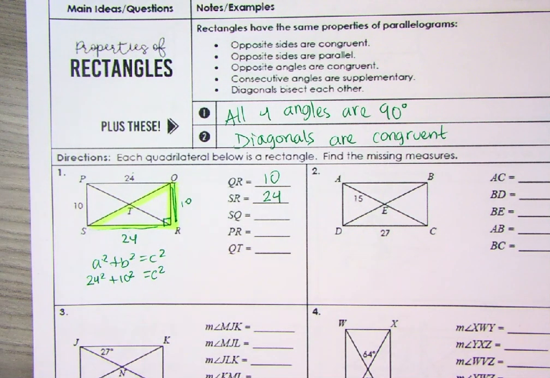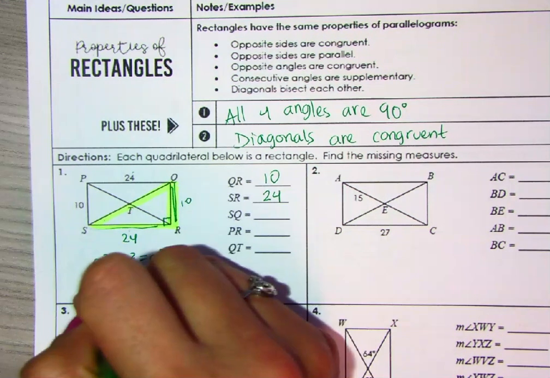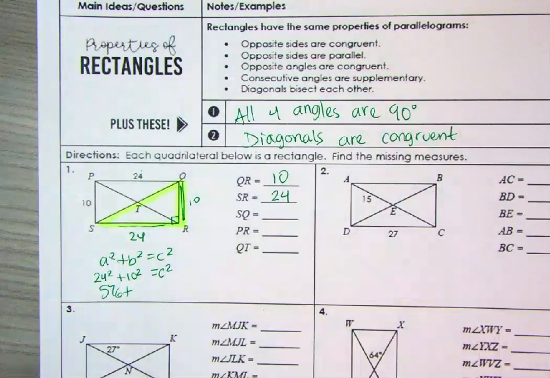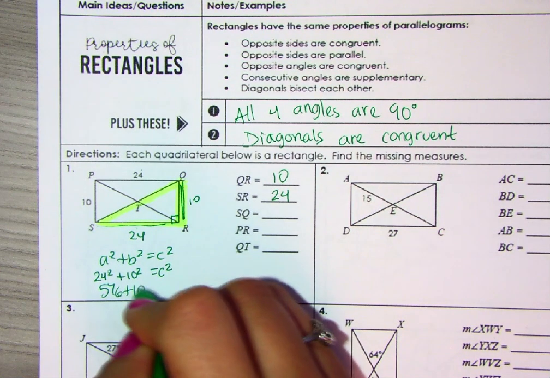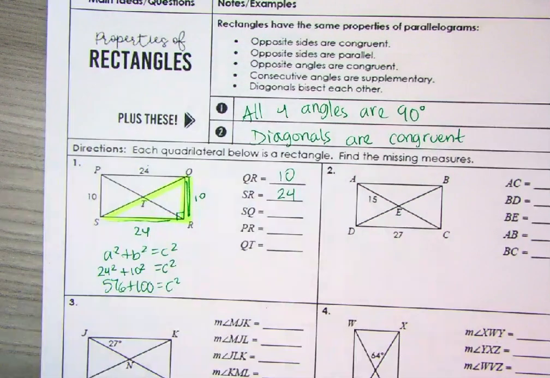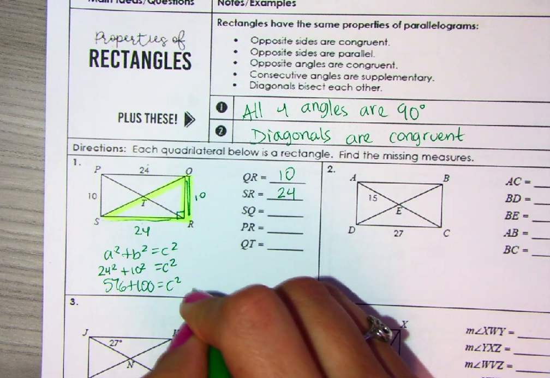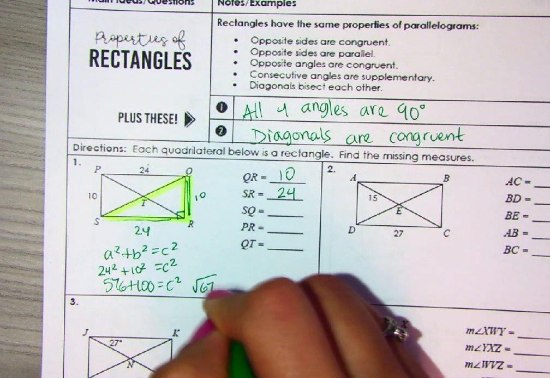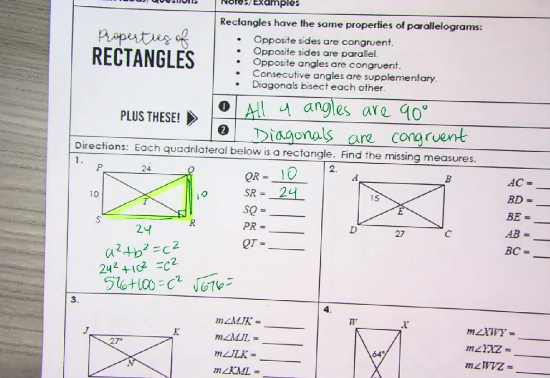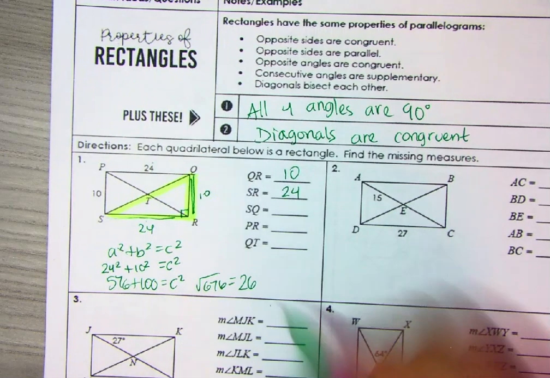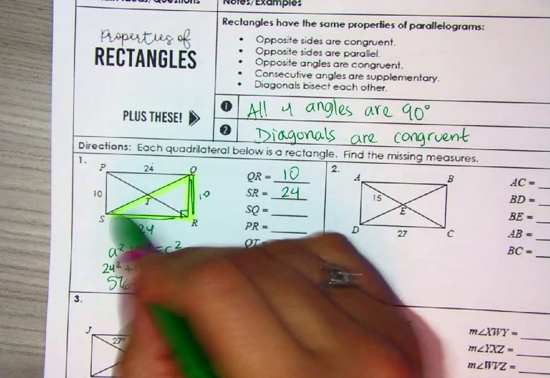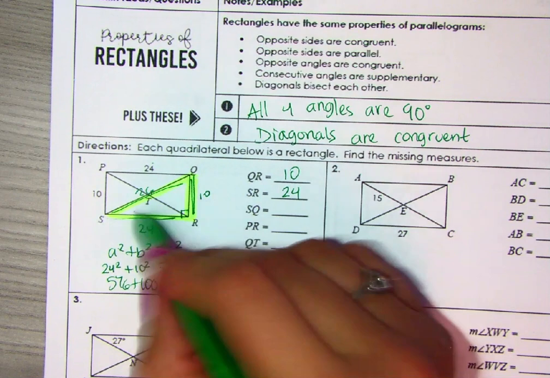24 squared is 576, plus 10 squared, which is 100. Then you add those two and take the square root. So the square root of 676 equals your C, and that's 26. So 26 is the total length for SQ.